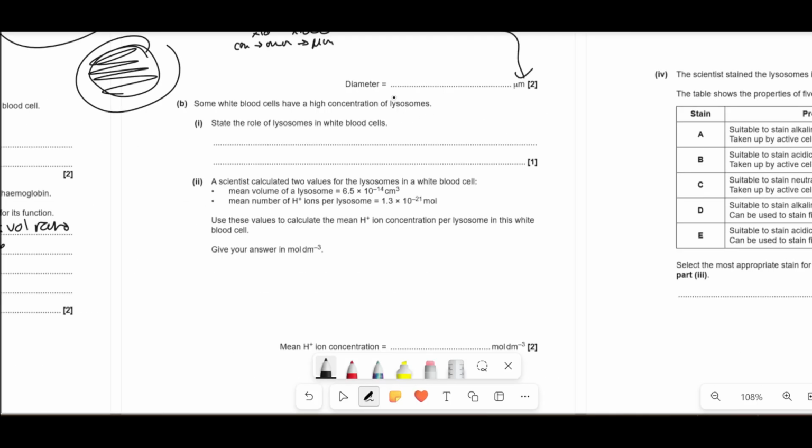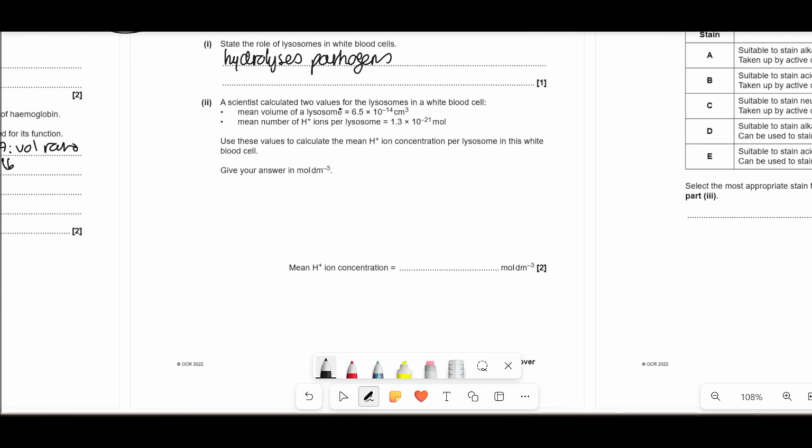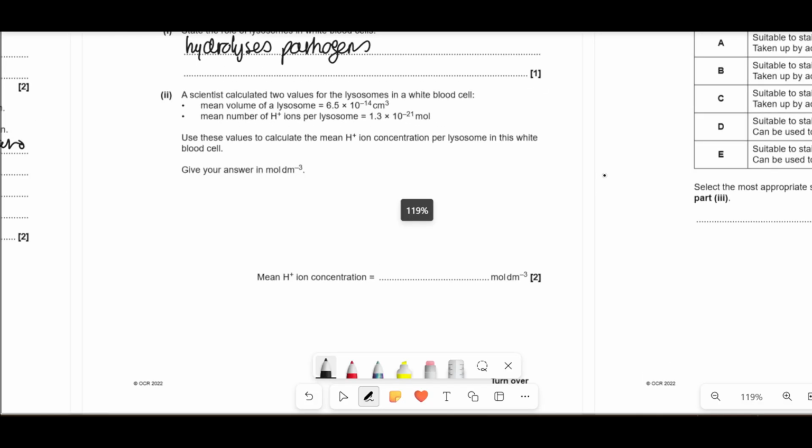Now it says some white cells have a high concentration of lysosomes. State the role of lysosomes in it. All it does is hydrolyze or break down or digest, whatever you want to say, pathogens. Next, it says a scientist calculated two values for the lysosomes in a white cell. The mean volume of a lysosome was this. The mean number of H+ ions per lysosome was that. Use these values to calculate the mean concentration per lysosome in this white blood cell, and give your answer in moles per decimeter cubed.